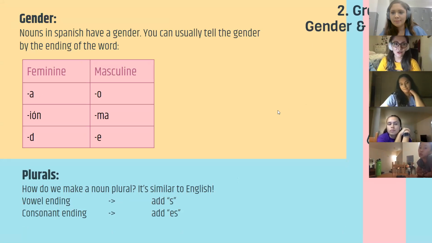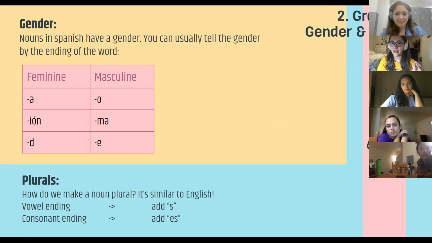This table shows you more word endings that can help you remember if a word is feminine or masculine. Feminine, if you see that it ends with an A, or with ción, or with a D. And then masculine, if it ends with an O, with an MA, or an E. So for example, canción means song. You can see in this table, that ending is feminine. So that's why you would say la canción, the song.